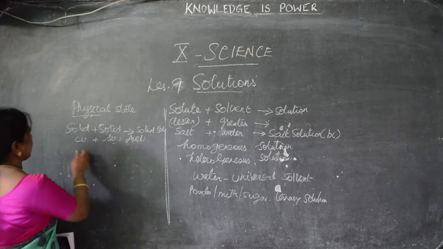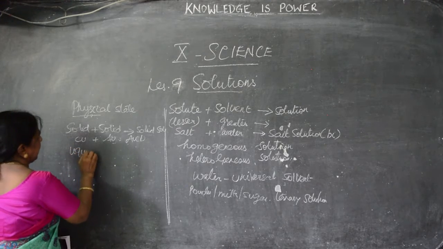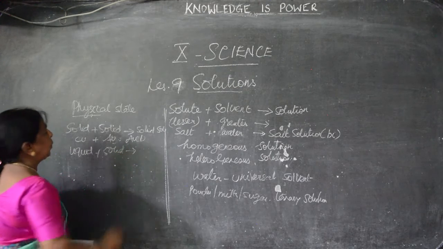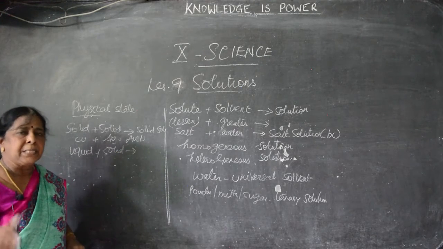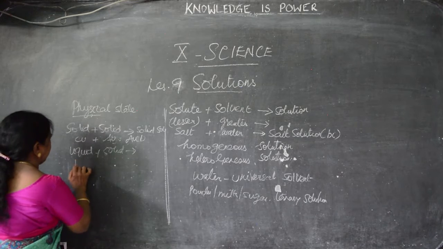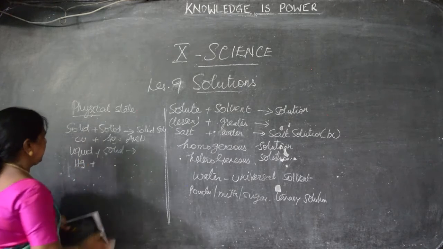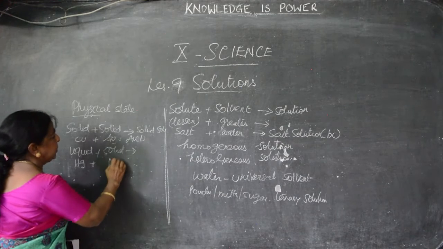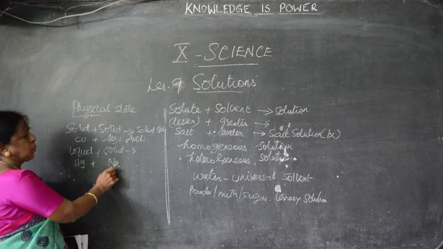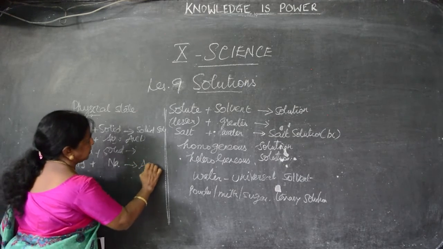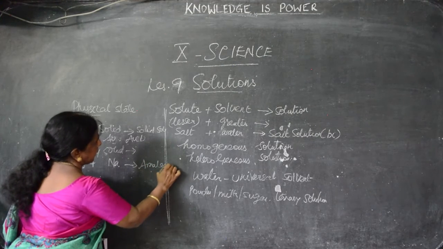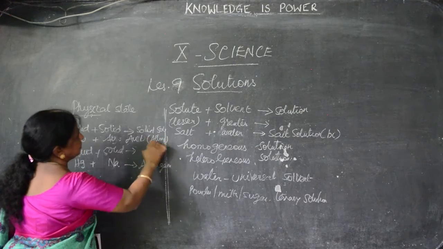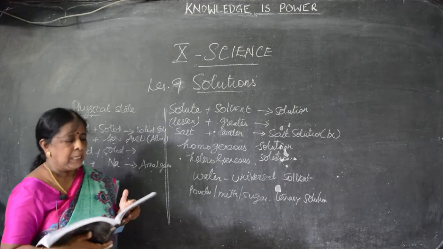Next, liquid plus solid. We have seen already, though mercury is a metal, it is in the form of liquid. The symbol of mercury is Hg. Hg with sodium: sodium is solid, this is liquid. Together they form an amalgam. This is an alloy. Okay, this is an amalgam.